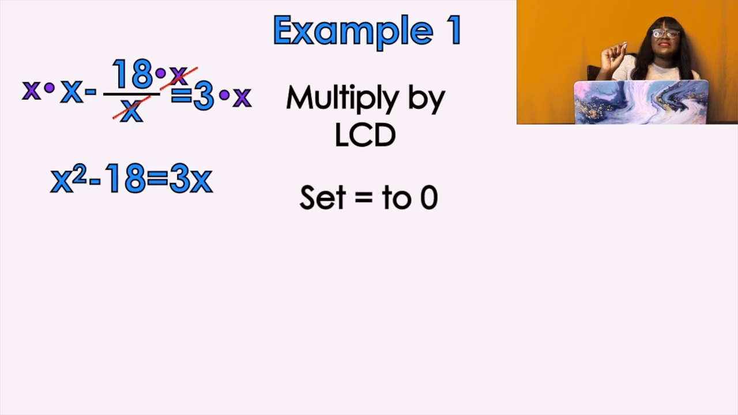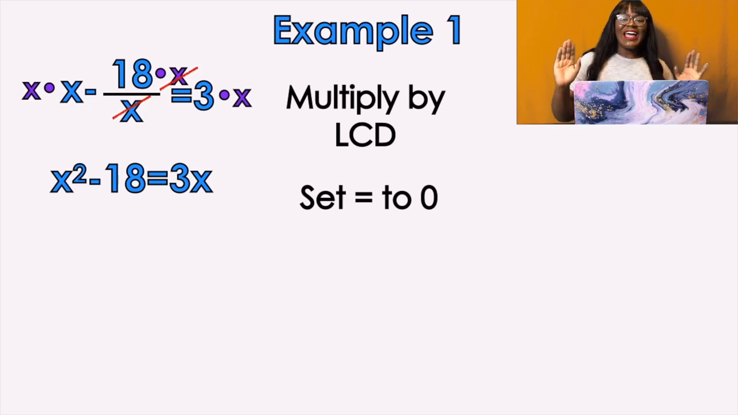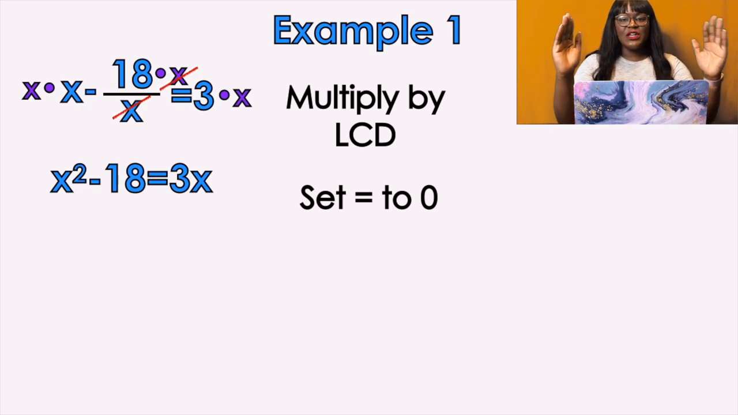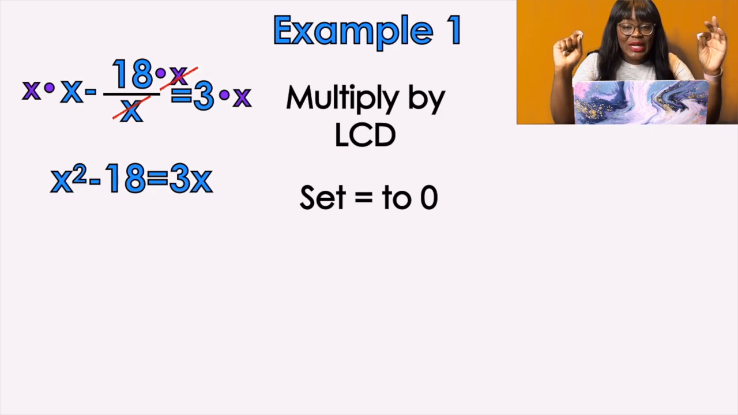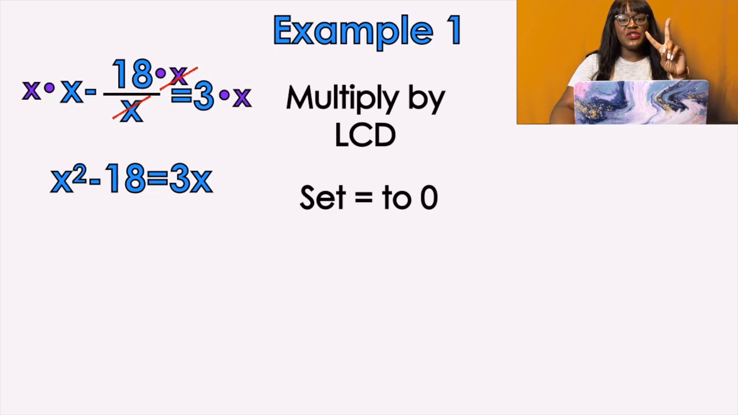I notice that there is an exponent next to that x. It's an x squared. So when you see a squared, what kind of problem am I dealing with? You should all be screaming quadratic. Yes, if there's an exponent of 2 and it's your highest exponent, you now have a quadratic on your hands.